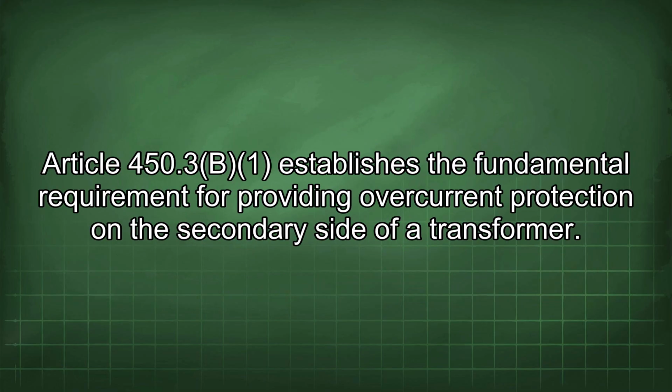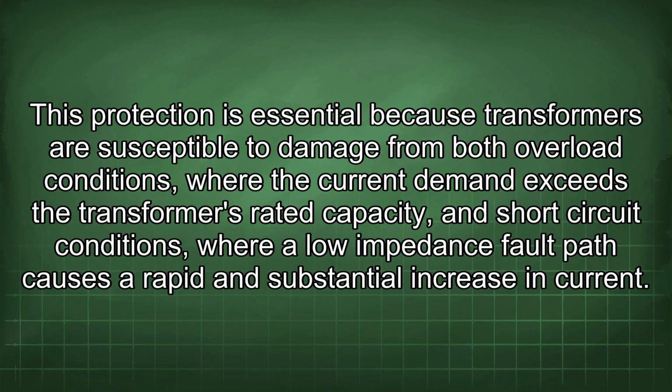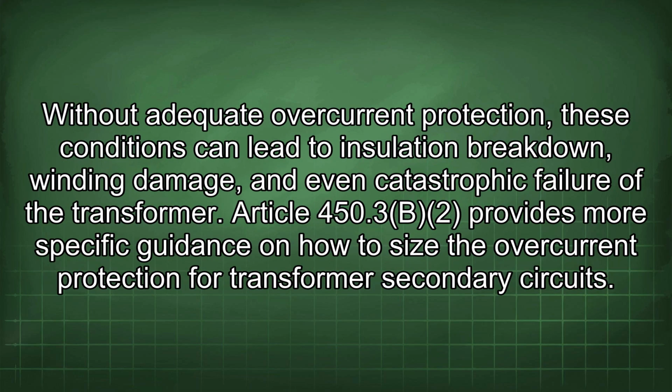Article 450.3 establishes the fundamental requirement for providing overcurrent protection on the secondary side of a transformer. This protection is essential because transformers are susceptible to damage from both overload conditions, where the current demand exceeds the transformer's rated capacity, and short-circuit conditions, where a low-impedance fault path causes a rapid and substantial increase in current. Without adequate overcurrent protection, these conditions can lead to insulation breakdown, winding damage, and even catastrophic failure of the transformer.